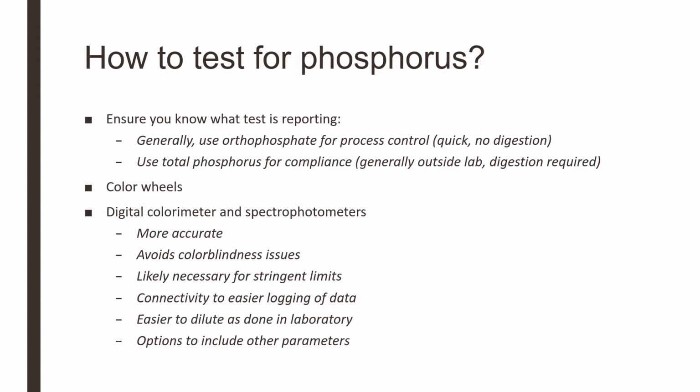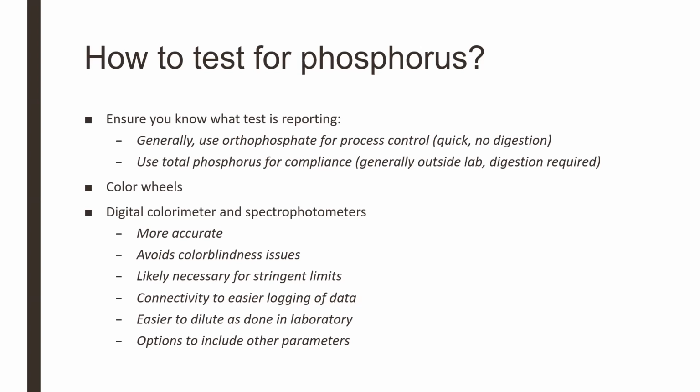For most testing purposes for process control, you want to use that orthophosphate just because it's quicker, it's cheaper, and assuming you have good suspended solids removal, the majority of phosphorus leaving most treatment plants is in the form of orthophosphate. So that's really what you're targeting for removal.